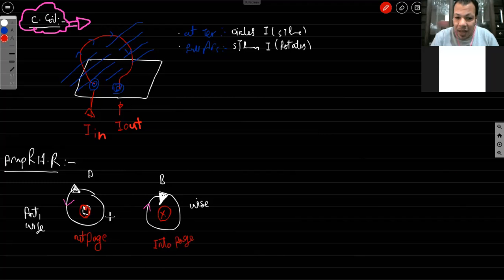And as this one is out of the page, it means that this coil face is north, because at north the field gets out. While here, for the clockwise direction of current, the field is directed into the page, and as it is into the page, this face is considered as south.